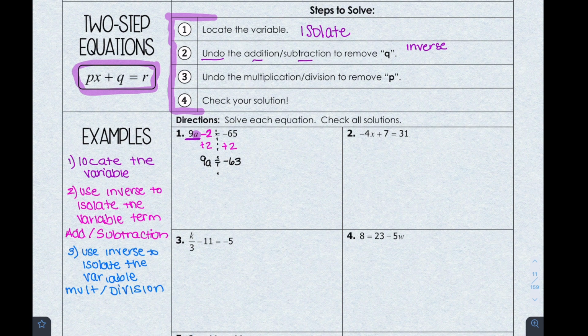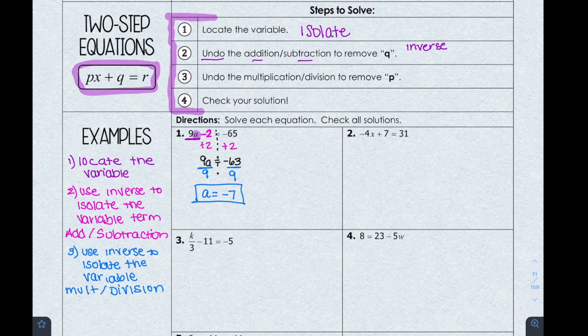How do I know what it is? Well, I'm going to take a look here. Look at this 9a. What is being done between the 9 and the a? They're being multiplied. So to undo multiplication, I would divide. What am I going to divide by? Well, you divide by what you're multiplying by. So on this side, I divide by a +9. And on this side, I divide by a +9. Then I'm left with a equals -7. And you box in your answer.